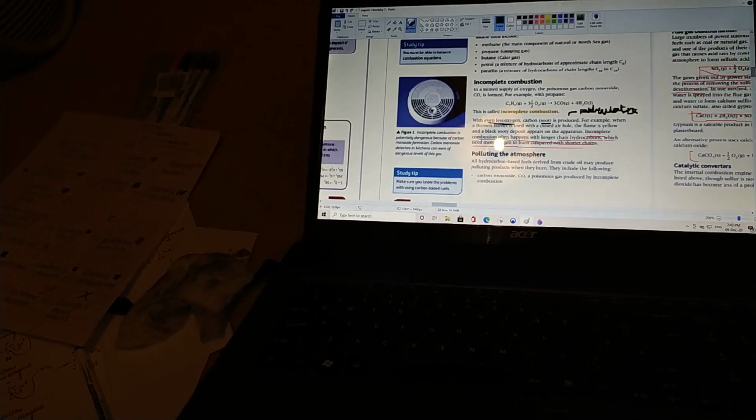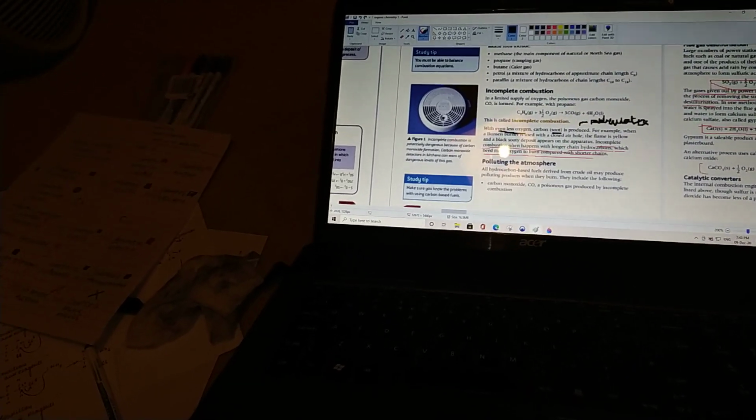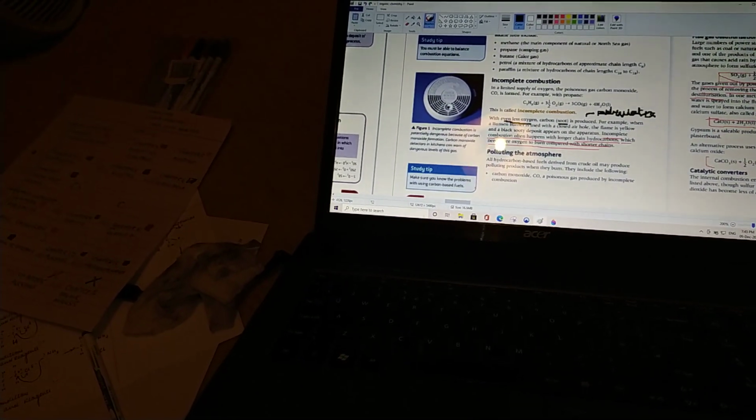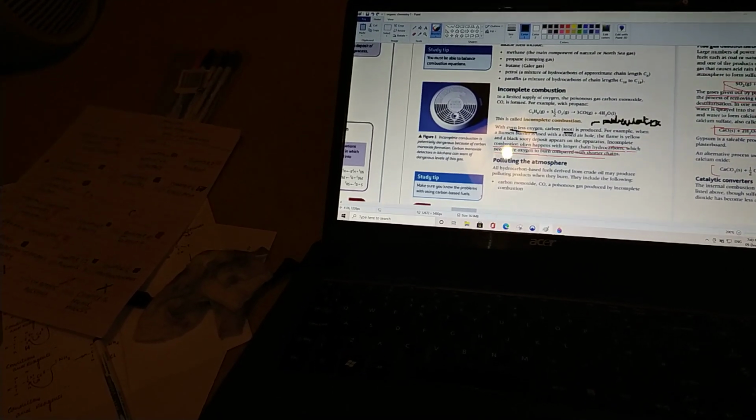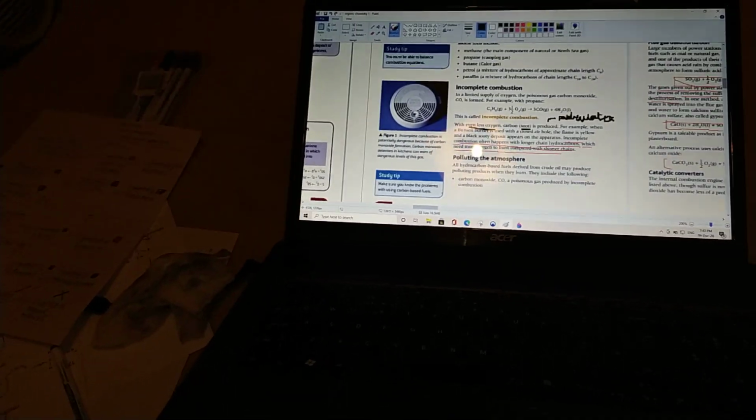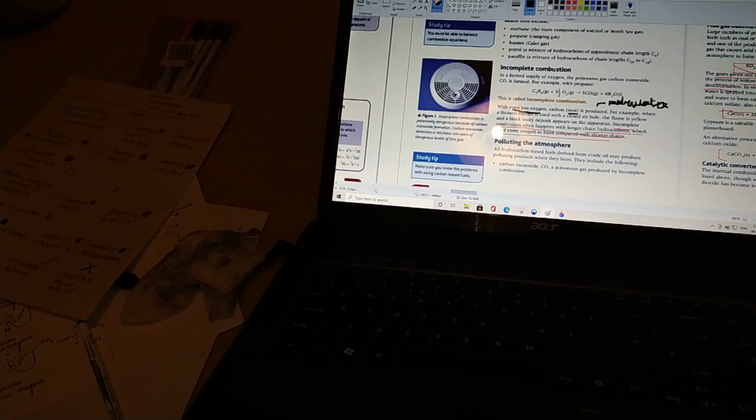Now the flame, for example, when a Bunsen burner is used with a closed air hole, the flame is yellow and a black sooty deposit appears on the apparatus. Incomplete combustion often happens with long chain hydrocarbons, which need more oxygen to burn as compared to shorter chains. Which leads us on to polluting the atmosphere.